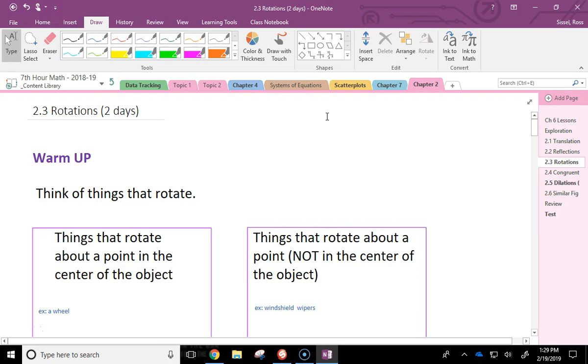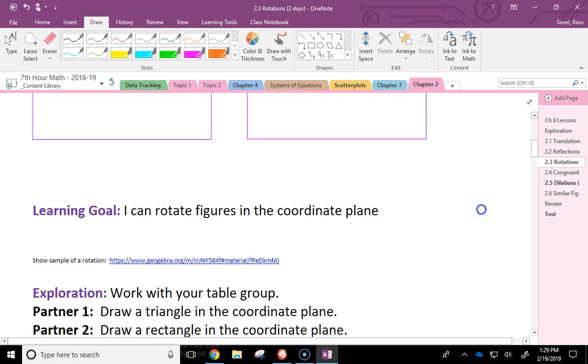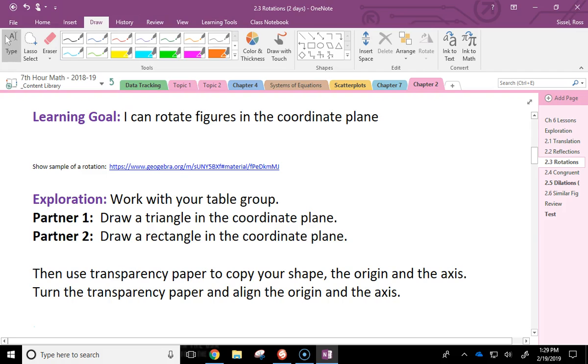We are working on lesson 2.3 rotations. And with our rotations, we are going to do this 2 days. Today, we are going to focus on identifying a rotation, identifying the direction, and how many degrees. And we're going to do it fairly simple. The next day, we'll go deeper and we'll look at coordinate points like you just did with that exploration. I'm going to skip this first part. Today's goal is that I can rotate the figures around a coordinate point.